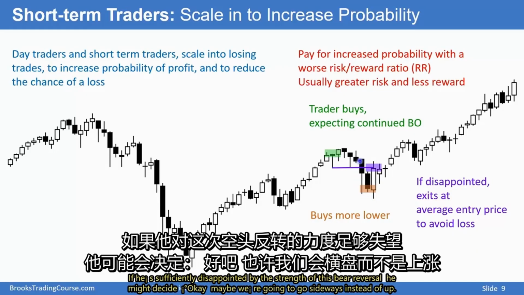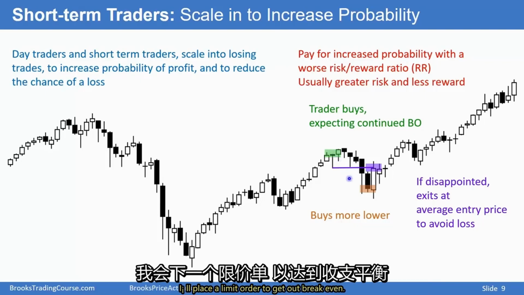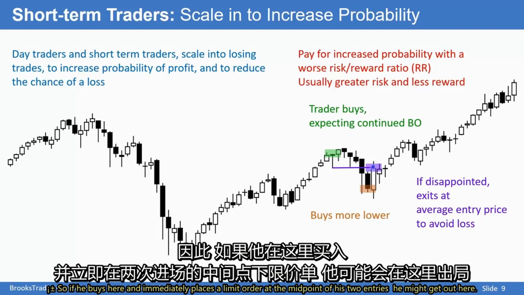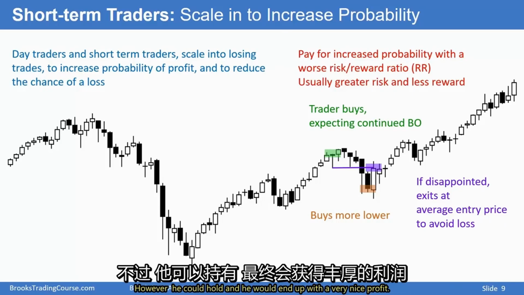If he's sufficiently disappointed by the strength of this bear reversal, he might decide, okay, maybe we're going to go sideways instead of up. Here's my first entry price, here's my second entry price, here's my average entry price. I'll place a limit order to get out break even. So if he buys here and immediately places a limit order at the midpoint of his two entries, he might get out here. In that case, he would be averaging into his trade to avoid a loss and not so much to make a profit. However, he could hold and he would end up with a very nice profit.